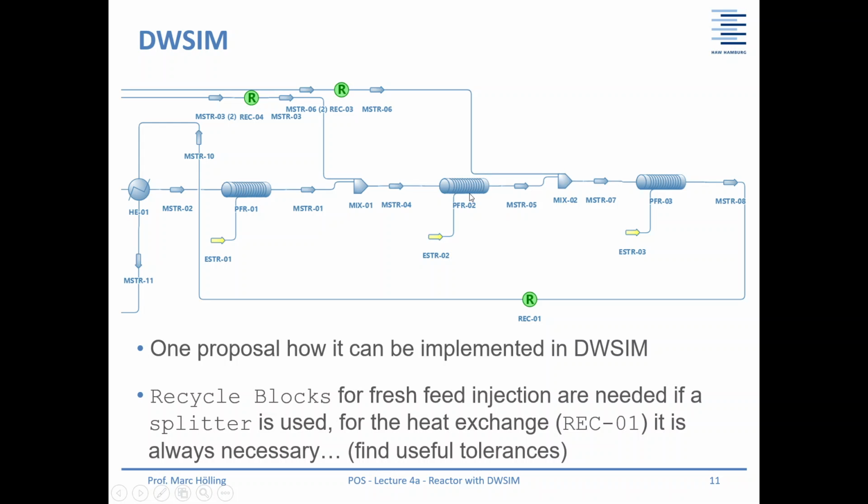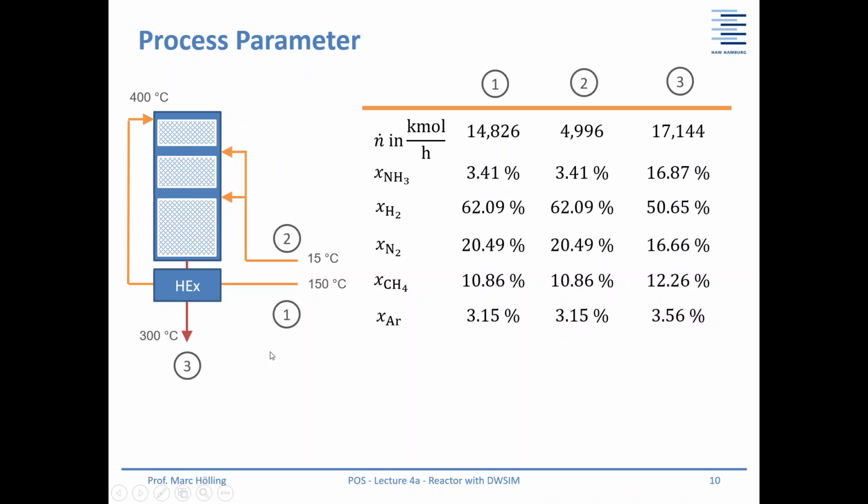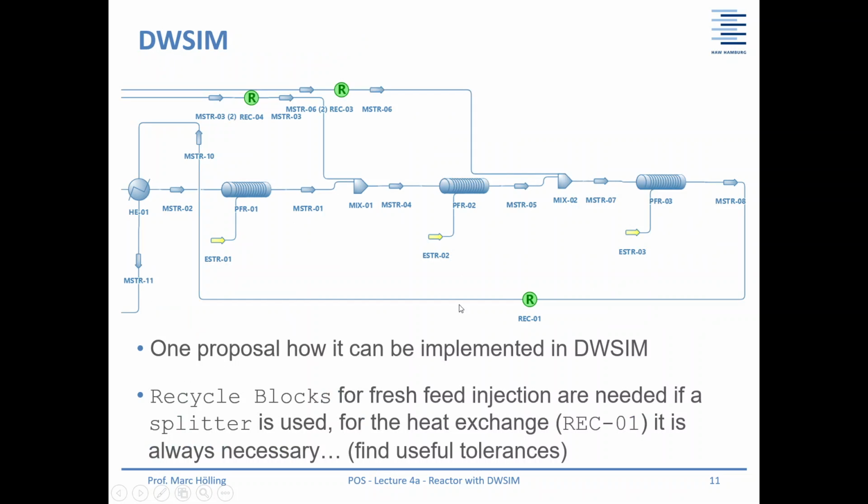You mix it, and then you have more nitrogen and less ammonia and a lower temperature. You send it to the second plug flow reactor. Then you mix it with the next fresh feed. Then you send it to the plug flow reactor. Then you have the high temperature at the outlet. You send it through the heat exchanger. And basically that's what you have here. This is how it might look like.